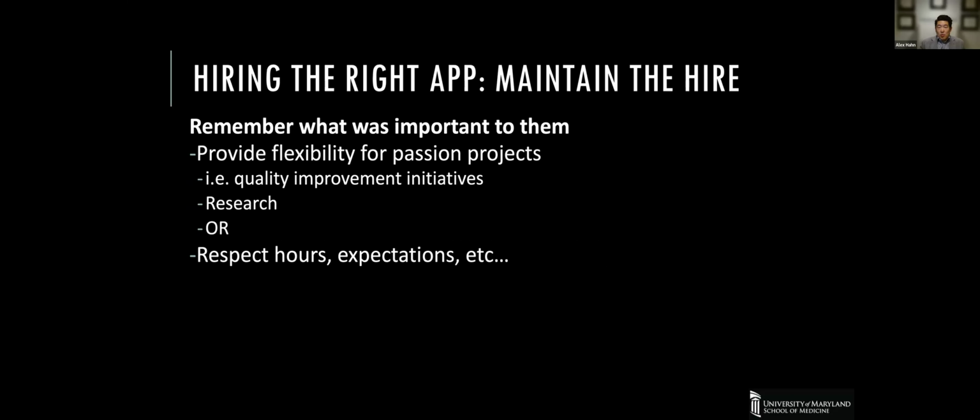And it's important to remember what was important to the APP when they were joining the job. So we've given her flexibility for passion projects, so quality improvement initiatives to make our practices more efficient, better for the patient. She does have a research interest, so we're going to get her involved in that soon. Katie doesn't have OR interest right now, but certainly if that was important to her, we would try to see how we could make that work. And of course, respect the hours, expectations, etc.